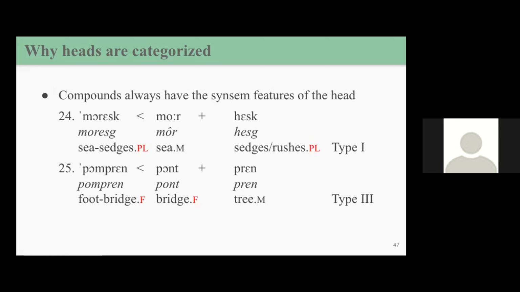However, when we look at compounds, heads of compounds always have the syntactic-semantic features of the head. For instance, in type 1, the head is actually plural, and when you add it in a compound, the compound is also plural. And in type 3, the head, which is the first element, is feminine, so the whole thing is feminine, even though the second element by itself would be masculine. You match the features of the head. So it doesn't make sense to say that the head is bare, because then where are the features coming from? Why is it so specific? Why is there no mismatch?